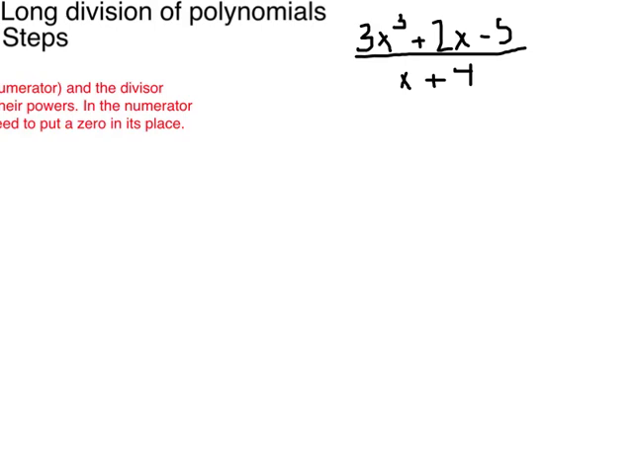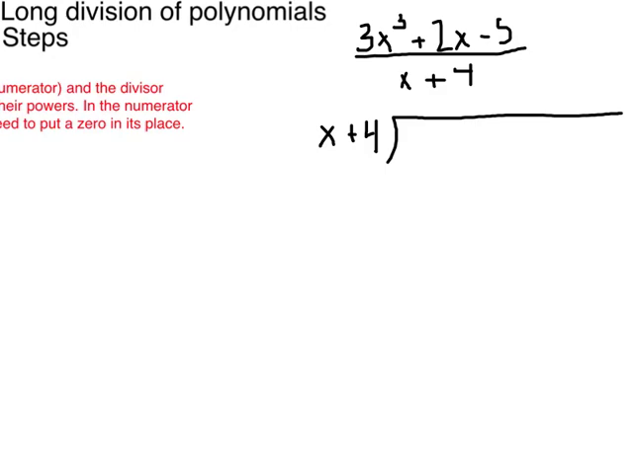Alright, so the first step is to arrange the terms in the dividend, which is the numerator, and the divisor, the denominator, in descending order of their powers. And usually they're already set up like that. But if not, do that. And I'm going to write them in a long division form. So I have x plus 4 is the divisor. So that goes there. And you're going to divide that into the numerator.